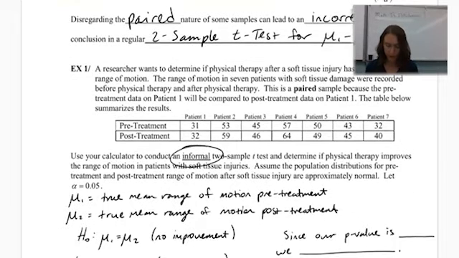For example, a researcher wants to determine if physical therapy after a soft tissue injury has an effect on range of motion. The range of motion in 7 patients with soft tissue damage was recorded before physical therapy and then after physical therapy. This is a paired sample because the pre-treatment data on patient 1 will be compared to the post-treatment data on patient 1. It doesn't make sense to compare the pre-treatment data on patient 1 to the post-treatment data on patient 5. You want to keep those numbers paired for each person.